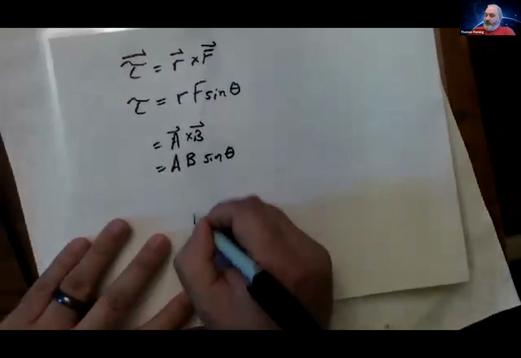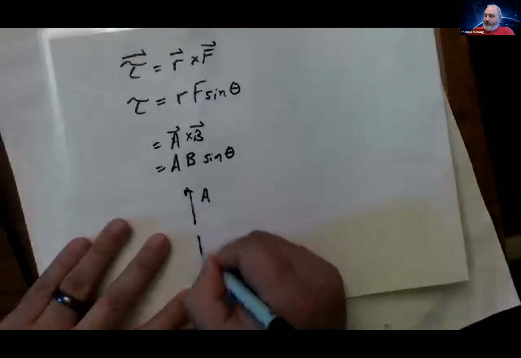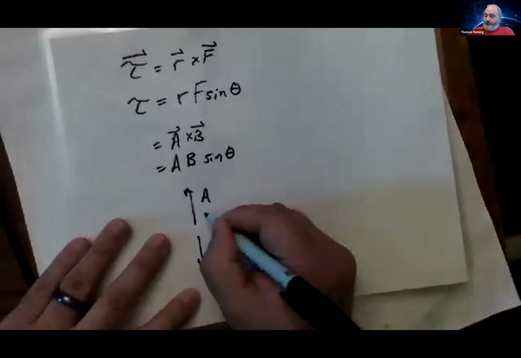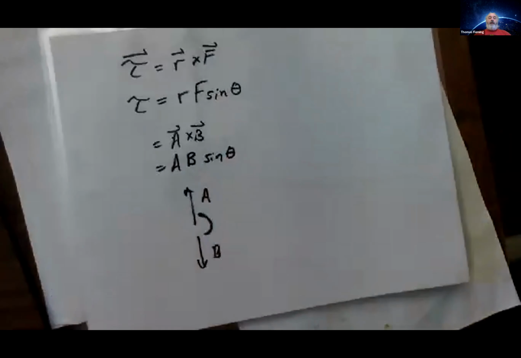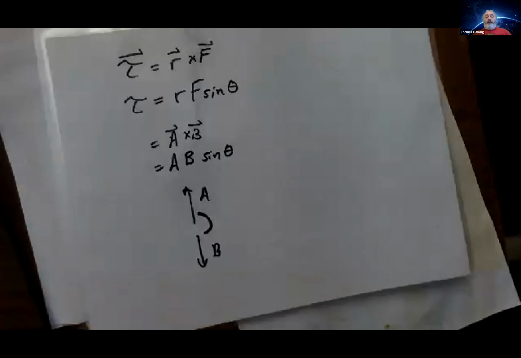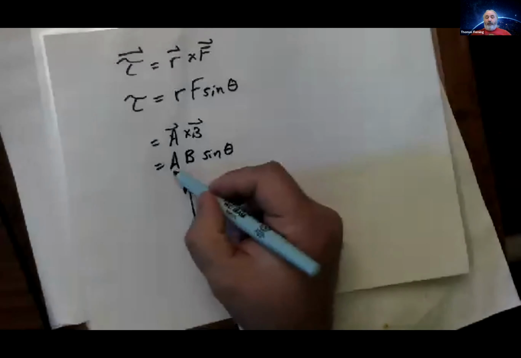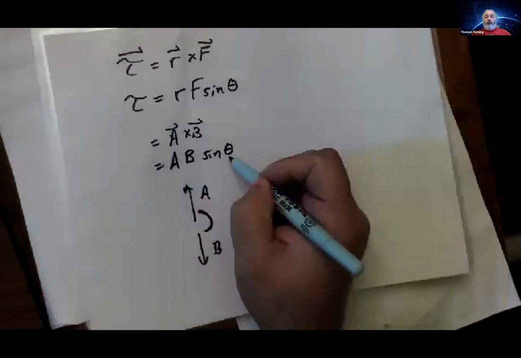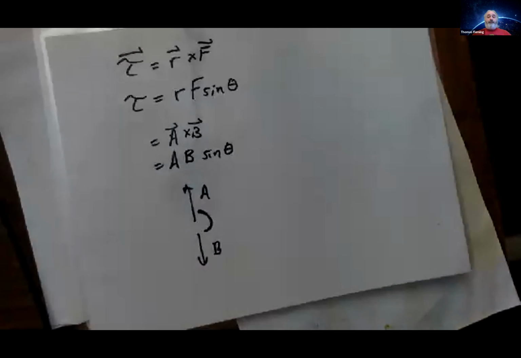But in this problem, A is up and B is down. So the angle between them is 180 degrees. And since the sine of 180 is 0, it means that it doesn't matter how big A or B is. I'm going to multiply them by 0, so my answer is going to end up being 0. So in this case, there would be absolutely no cross product, and the answer is 0.